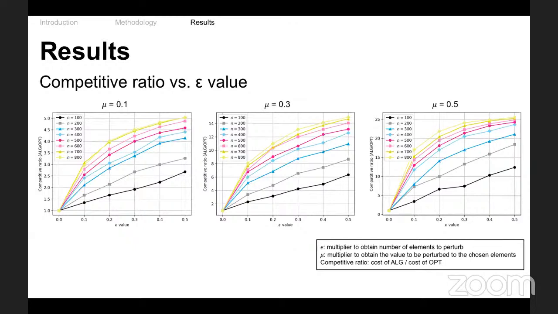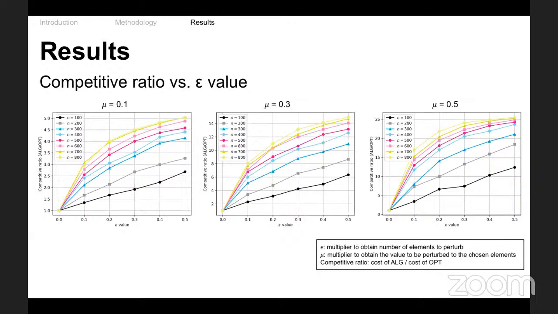So we can see here that each line represents a different size of the matrix. As the size grows, the competitive ratio also increases. So everything is directly proportional. We can also see that as mu increases, you can see in the y-axis, the competitive ratio grows by a lot.